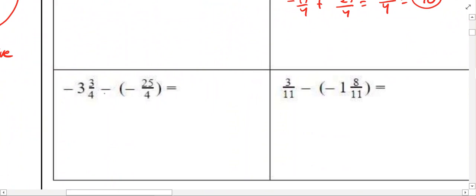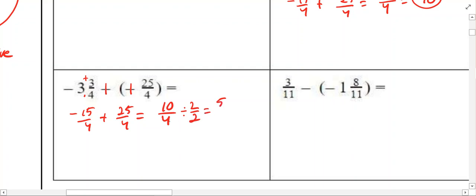3 more for practice. Additive inverse. All right, change this into an improper. This is 12 plus 3 is 15 fourths. The 4 carries over, and negative 15 plus 25 is 10. This can be reduced. And 10 divided by 2 is 5, and 4 divided by 2 is 2. That's simplified.